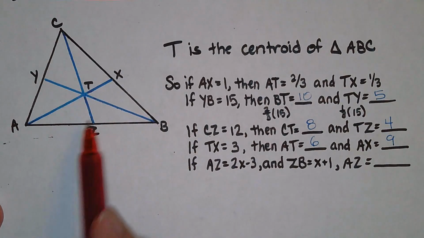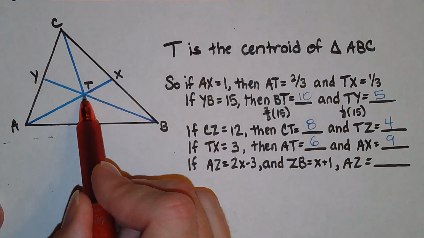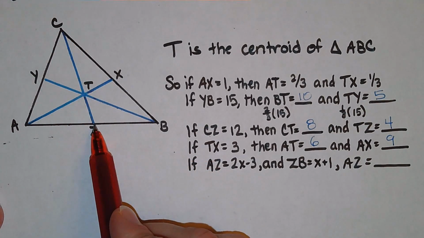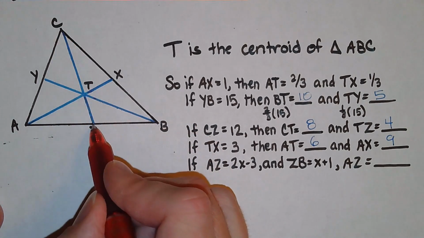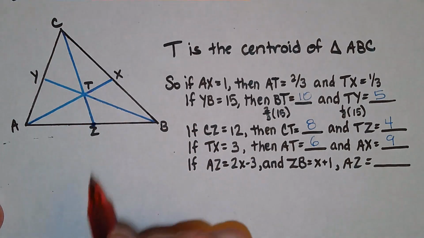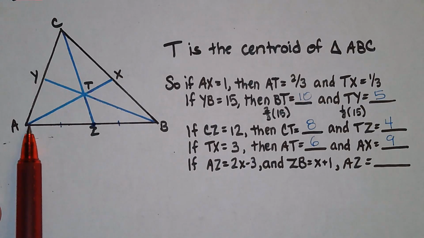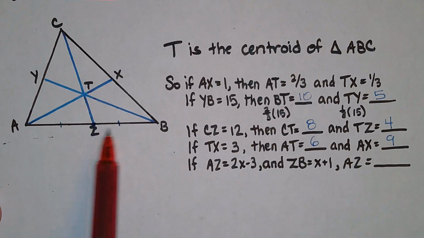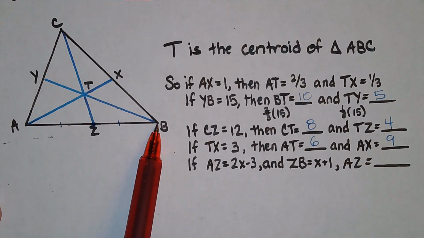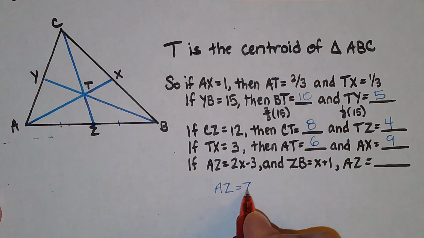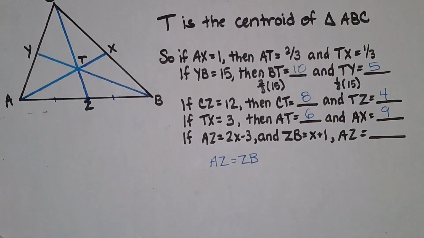All right. Remember that the centroid is made up of medians. And if CZ is a median, that means that it goes from the vertex to the midpoint of this opposite side. A midpoint is going to divide that side into 2 congruent parts, 2 equal parts. So whatever AZ is, ZB will be equal to that. Whatever AZ is, ZB will be equal to it. So this is how I would start out my problem.